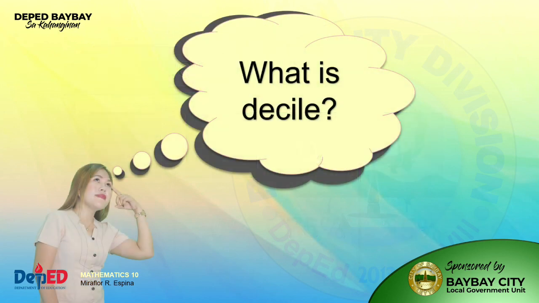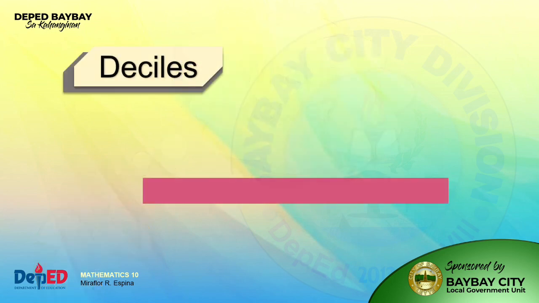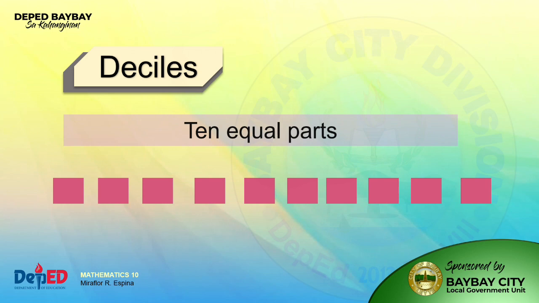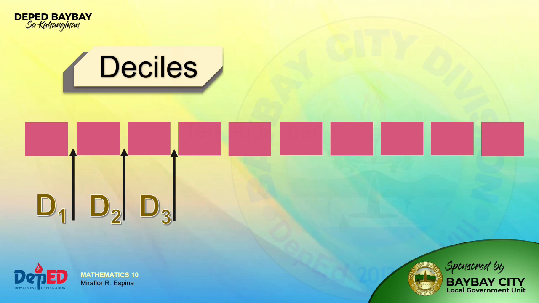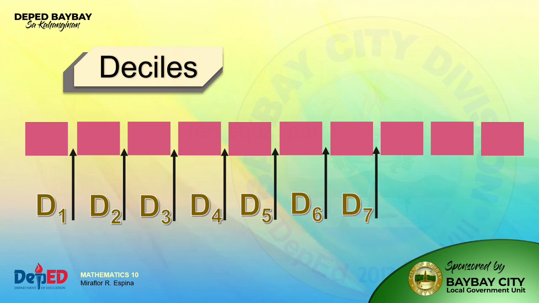How about decile? What is decile? The deciles are the 9 score points which divide a distribution into 10 equal parts, denoted as D sub 1, D sub 2, D sub 3, D sub 4, D sub 5, D sub 6, D sub 7, D sub 8, and D sub 9.